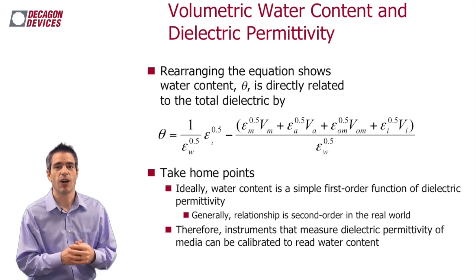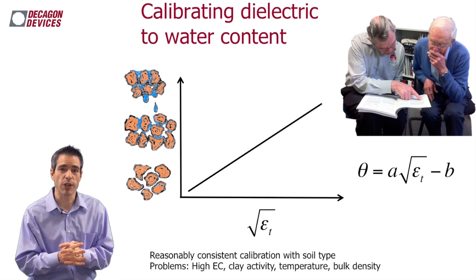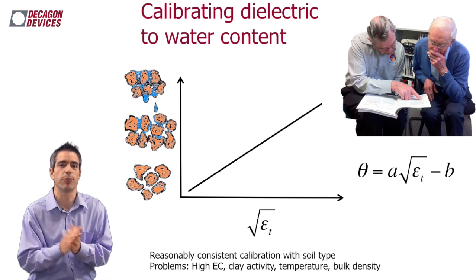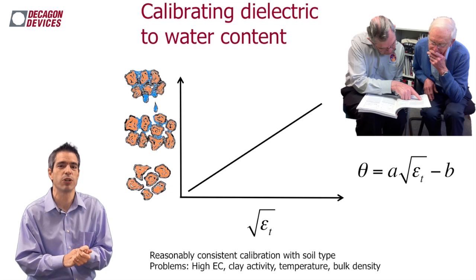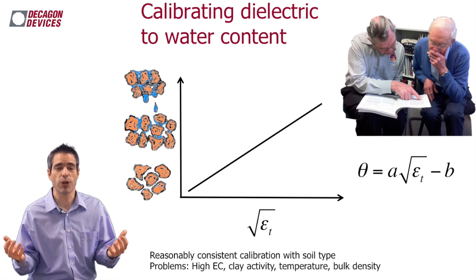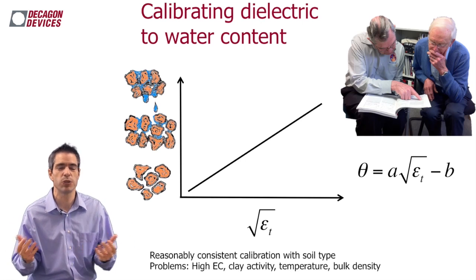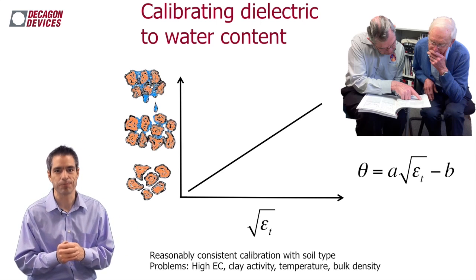Now, the person who really put this together for soil science was Dr. Clark Topp, whose picture I just threw up here in this slide. He came and visited here at Decagon a couple of years ago, and there he and my father Galen are sitting down reading one of his articles talking about how this calibration is done. What is this relationship between the charge storing capacity and the volumetric water content?